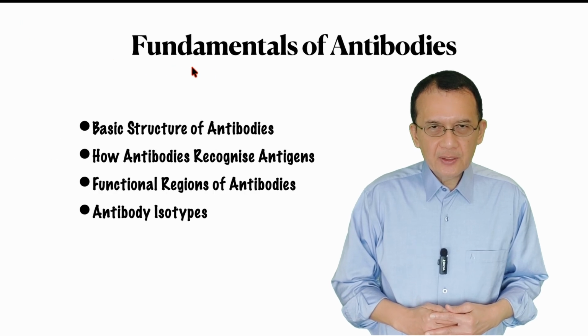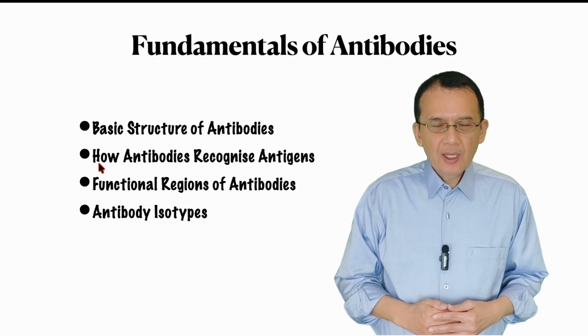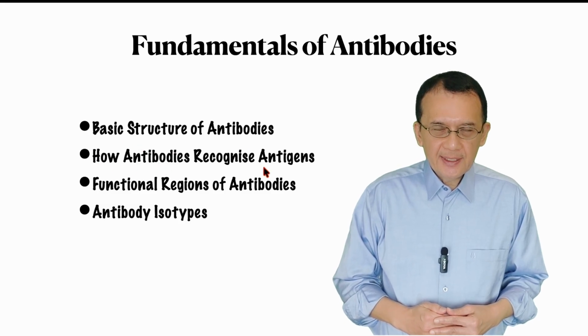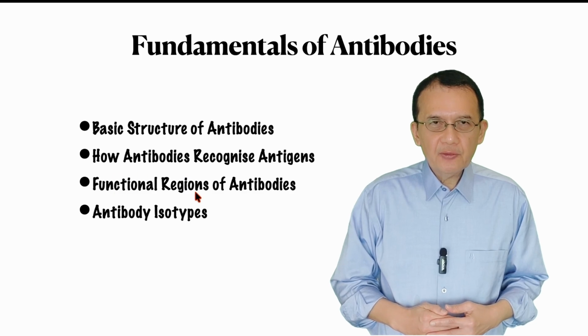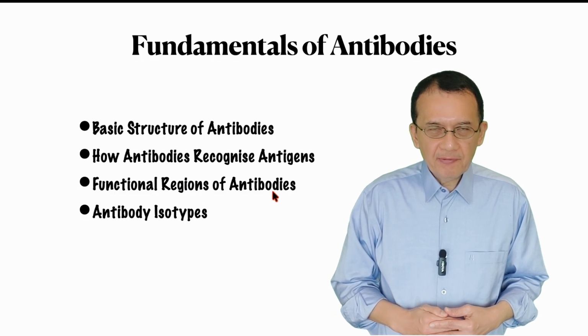The outlines of this talk are: 1. Basic structure of antibodies, 2. How antibodies recognize antigens, 3. Functional regions of antibody, and 4. Antibody isotypes.